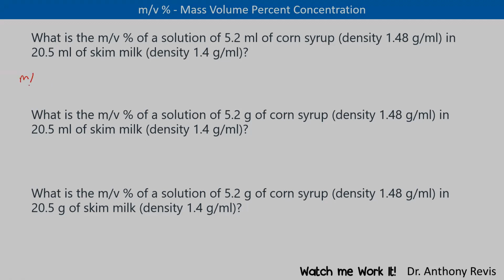So we know if we do a mass volume percent, that's going to be the mass of the syrup divided by the total volume times 100. And so we need the mass of the syrup. We notice here we have mL, so that means we're going to have to do a conversion. If we rearrange the density formula, we know that mass equals density times the volume.